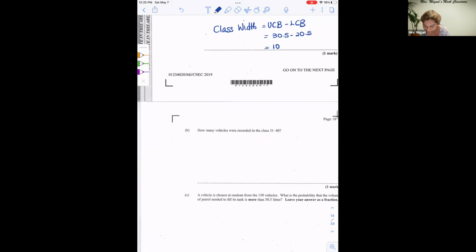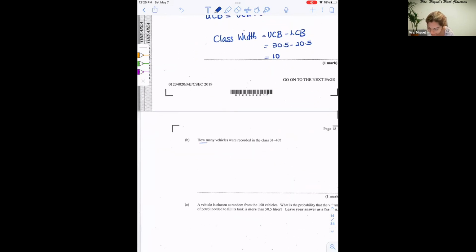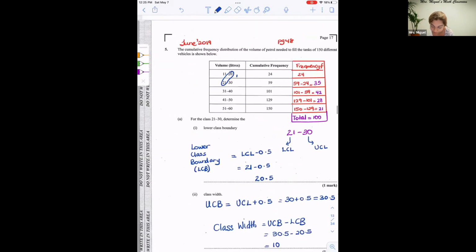All right, let's go. How many vehicles were recorded in the interval 31 to 40? So if you go here and you read off this value, that is incorrect. This is the cumulative frequency. This is the total coming down. What they are asking you to find is the frequency. So the frequency value is 42.